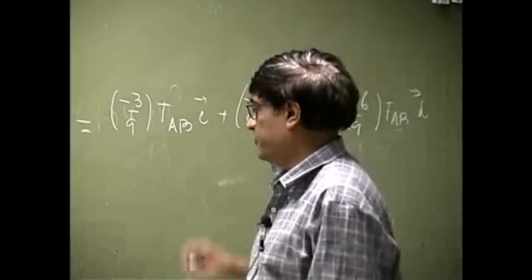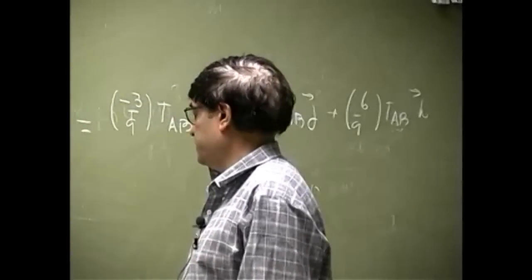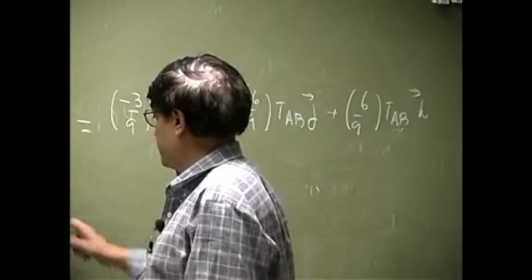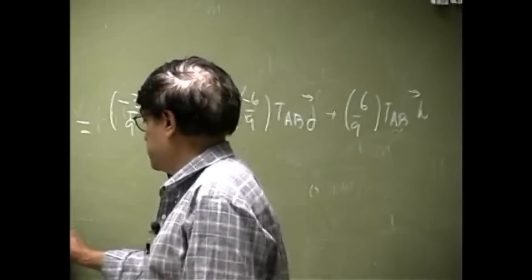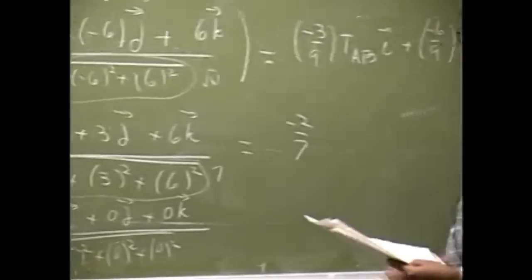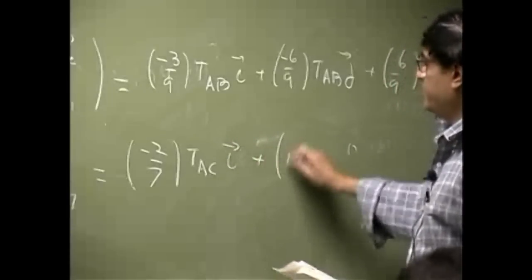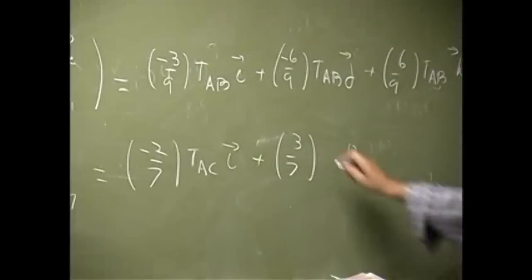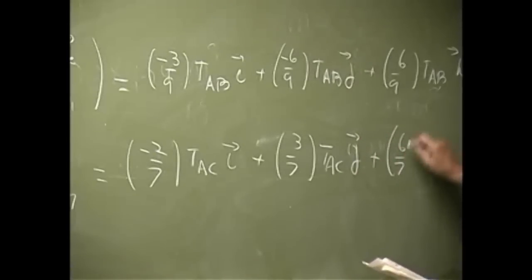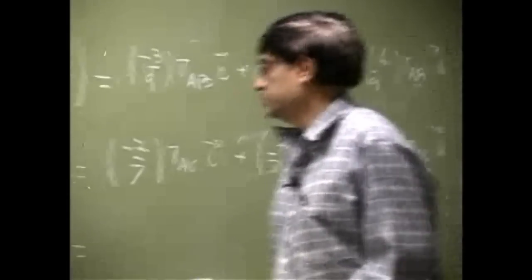Then the second force, this part here, this is 4 plus 36 plus 9, which is 49. So that should be 7. So that's negative 2 over 7, that's the coefficient, PAC, then you have i. Then you have 3 over 7 PAC j, and it's plus 6 over 7 PAC k. Then we go to the last one.